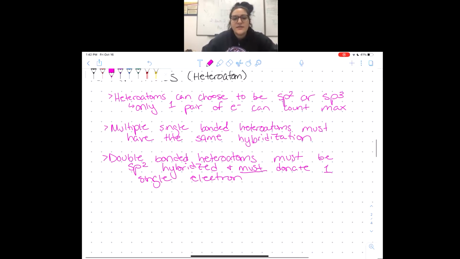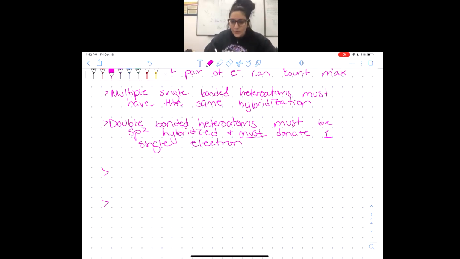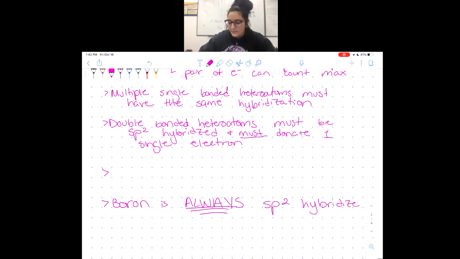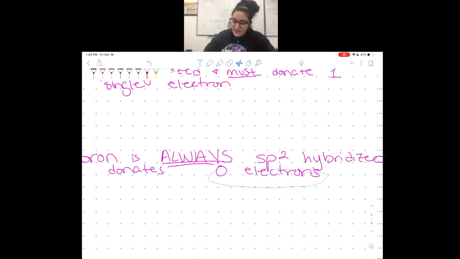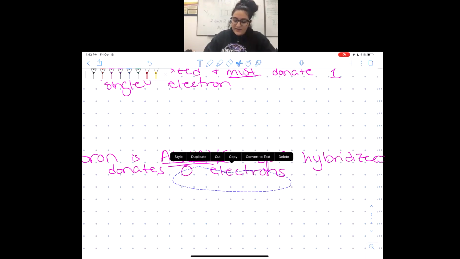The other oxygen rule will not make any kind of sense at all until we start an example, so I'll leave a spot open for that, and I'll give it to you later. The last rule I'm going to give you now is about boron. Boron is always sp2 hybridized, and it always donates 0 electrons. Usually, if it's sp2, it will donate 1 lone pair, but boron is the exception. It will never donate any electrons. It will always be 0, even though it is always sp2.